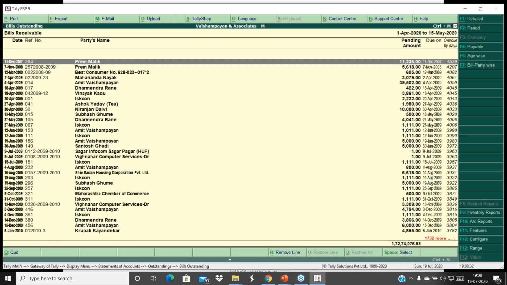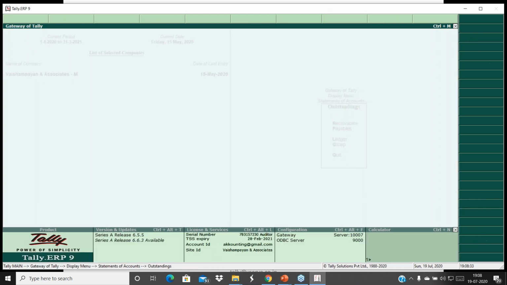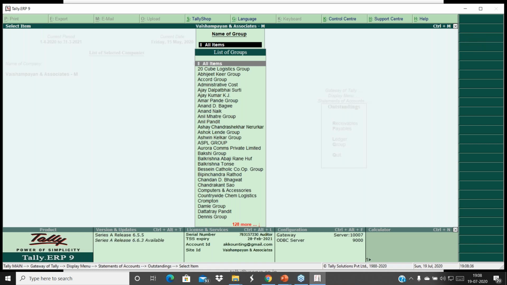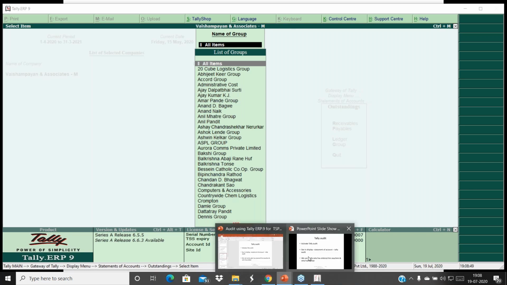But it's one of the very good reports that Tally has. Once you have activated this Tally Audit feature and users are created, you are actually in a position to see the user wise transactions entered and edited, if at all anybody has edited these particular transactions, right? So this is as far as the Tally Audit feature is concerned.